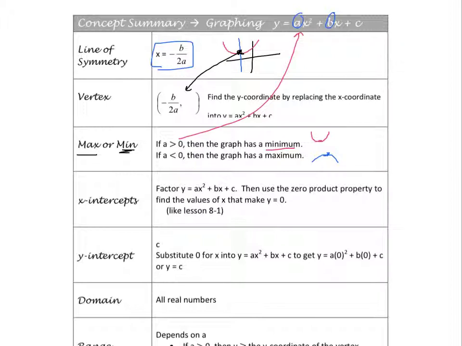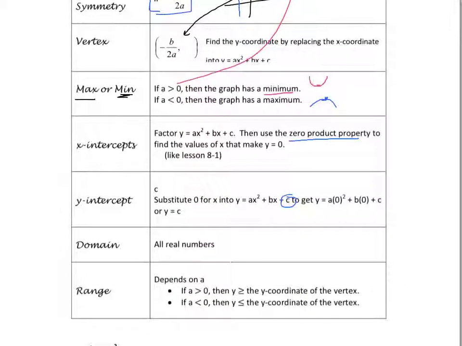X-intercepts, you can factor that standard form equation and use the zero product property to find your x-intercepts. The y-intercept is actually the constant of your standard form equation, because you'll plug in zeros for x and they cancel all out and you're left with just your constant.